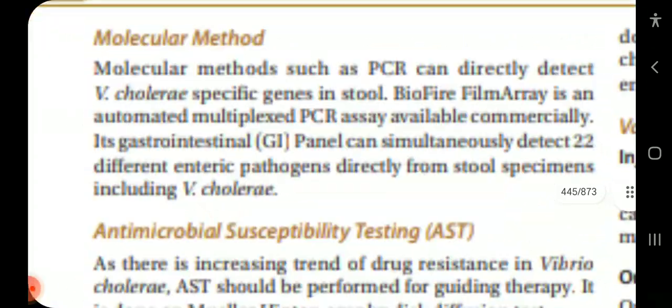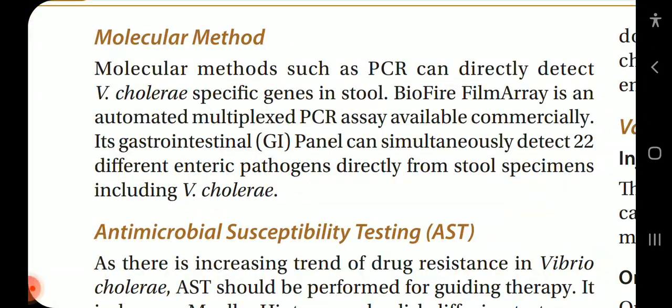Now coming to molecular methods. Molecular methods such as PCR can directly detect Vibrio cholerae specific genes in stool. BioFire FilmArray is an automated multiplex PCR assay available commercially. Its gastrointestinal (GI) panel can simultaneously detect 22 different enteric pathogens directly from stool specimens, including Vibrio cholerae.